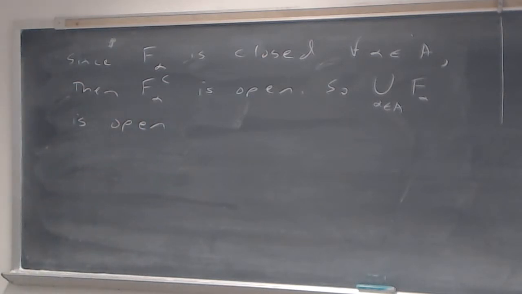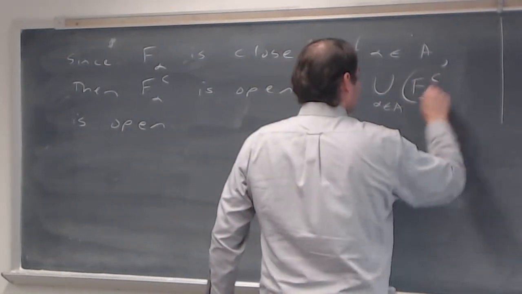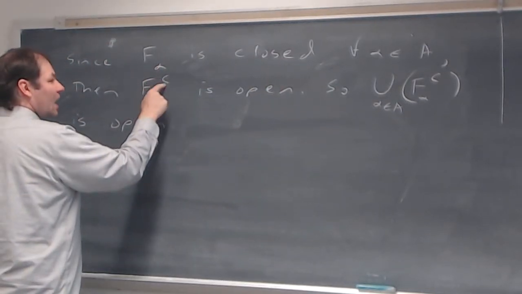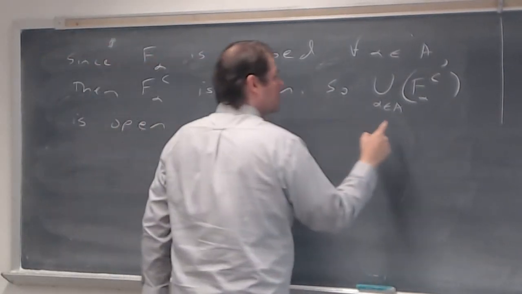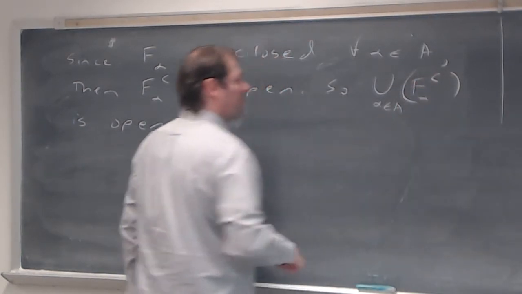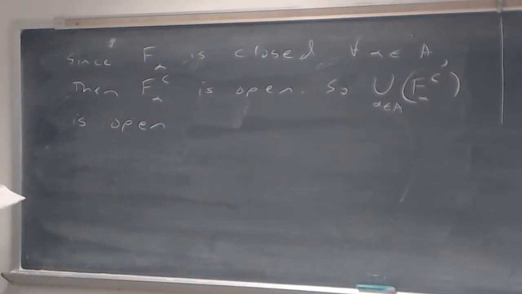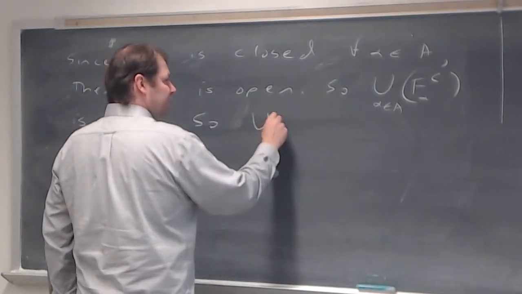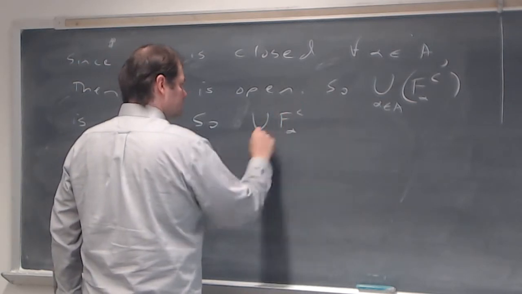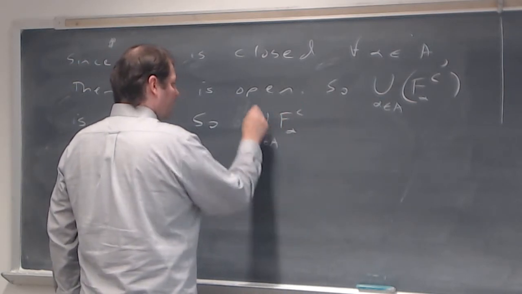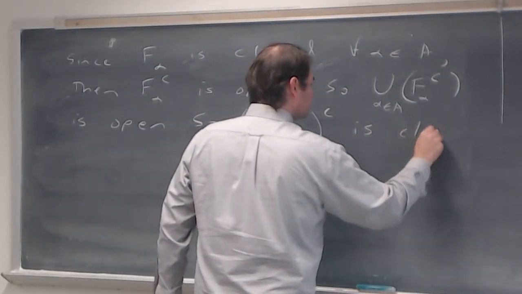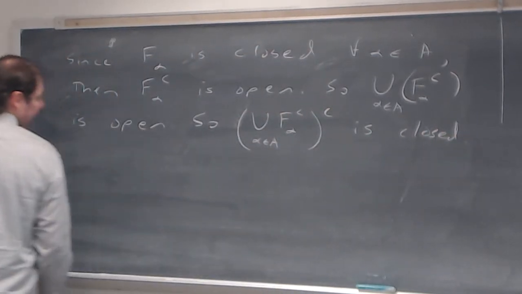Okay. I'm sorry, I made a mistake. Here this should have complement. Okay. So F sub alpha is closed. So that means F sub alpha complement is open. So if these are all open, when we union them up, we get an open set. Okay, that's fine. And so, by a previous fact, if we take this union and look at its complement, that is closed.